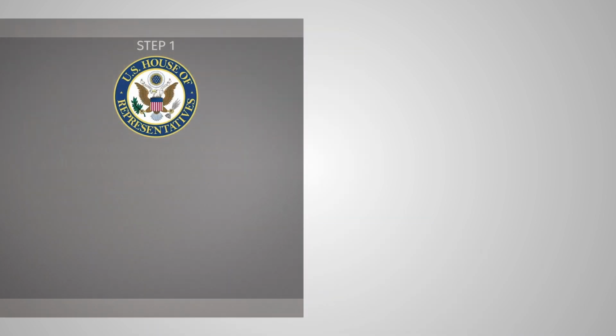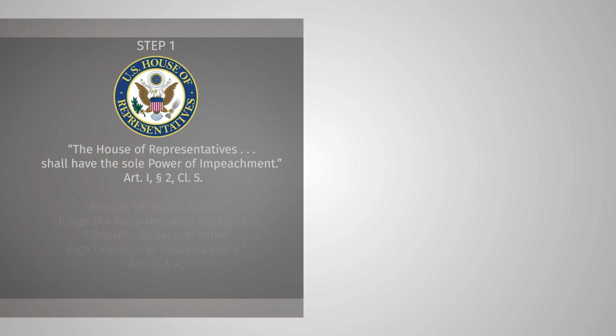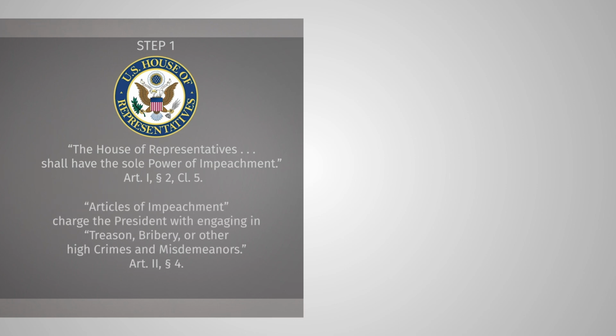As evidence of Nixon's misbehavior mounted, the House of Representatives initiated impeachment proceedings on May 9, 1974. The Constitution provides a two-step process to remove the president. First, the House of Representatives shall have the sole power of impeachment. The House of Representatives approves by a majority vote articles of impeachment that charge the president with engaging in treason, bribery, or other high crimes and misdemeanors. An impeachment is like an indictment in a criminal case.